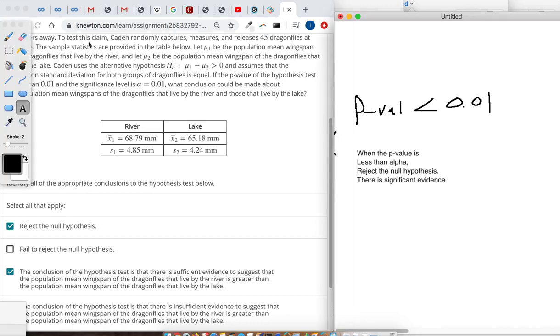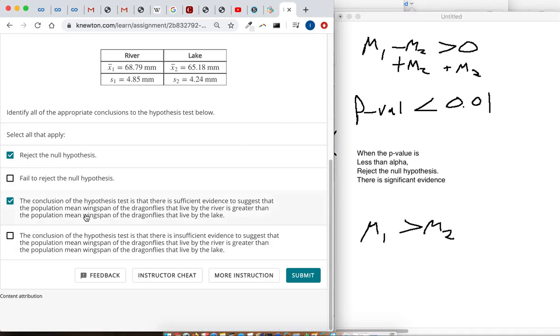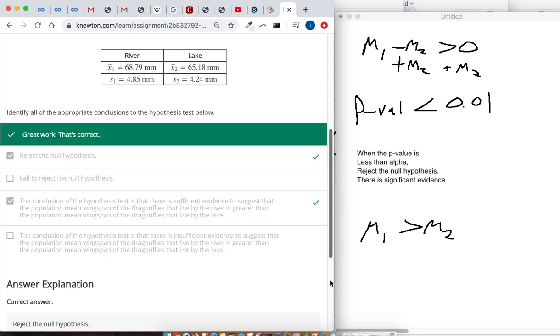You know, if you have trouble interpreting that, and I think a lot of students do at the beginning, this is the inequality, but we know we can add and subtract to both sides of an inequality. We're not breaking any math rules, so mu1 is greater than mu2 here is what that's saying, okay? And that's what this said here. There's significant evidence that mu1 is greater than mu2.